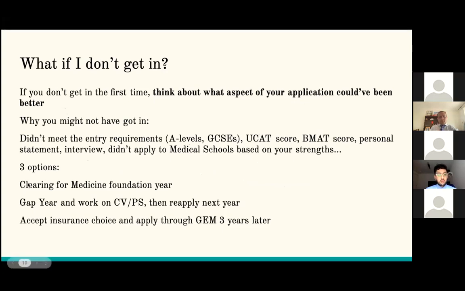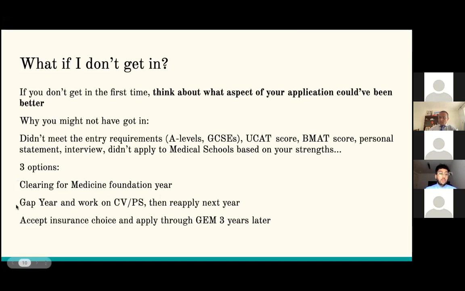I know nowadays there are a lot of medicine foundation years on clearing. Clearing is what happens right at the end, when you get your A-level results and find out whether you got in or not. If you haven't got in, there are a couple of places through clearing that will give you a foundation year, so you do an extra year before you start medicine, which is really good. I know some people who've done that.